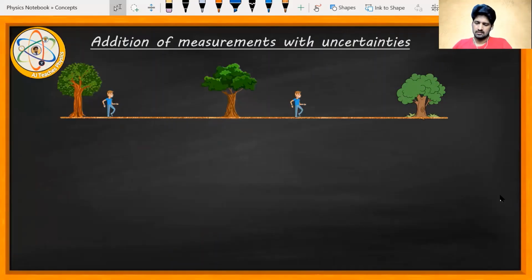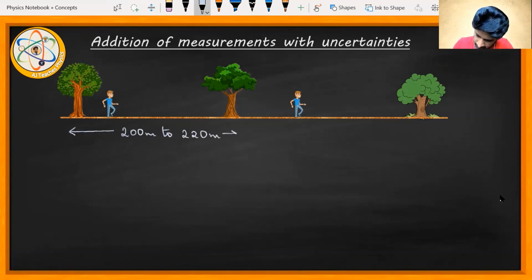Let's first discuss how to add measurements when their true values and their uncertainties or absolute errors are known to us. As an example, let's assume a person is walking along a path, as you can see on the screen, passing by these trees. The person estimates the distance between the first and second trees to be around 200 meters to 220 meters. And he estimates the distance between the second and the third trees to be around 300 meters to 310 meters.